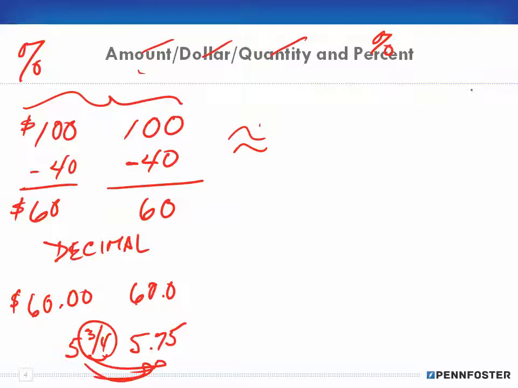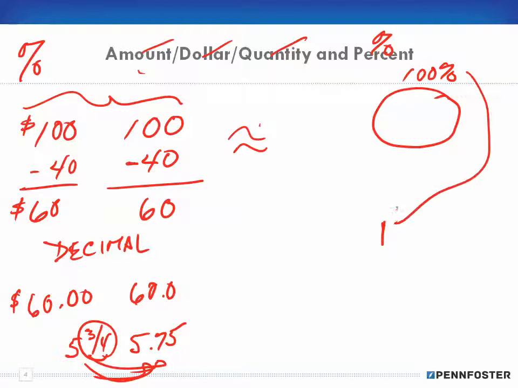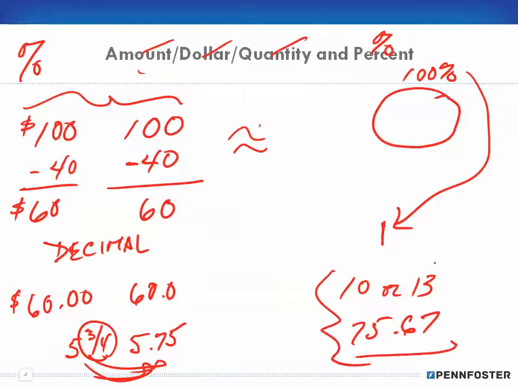And the way we think about percents is, 100% is the whole thing. Makes sense, right? Well, when we're talking about whole numbers, the number 1 is a whole number, it's a whole percent. So this 100% equates to the number 1. And if I had 10 or 13 or 75.67, it doesn't matter what the whole number is, because that's 100% of whatever that number is.